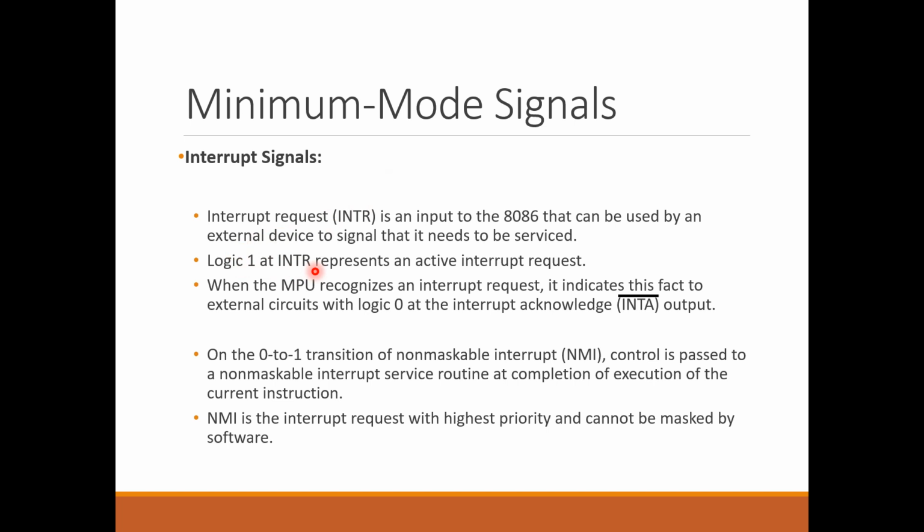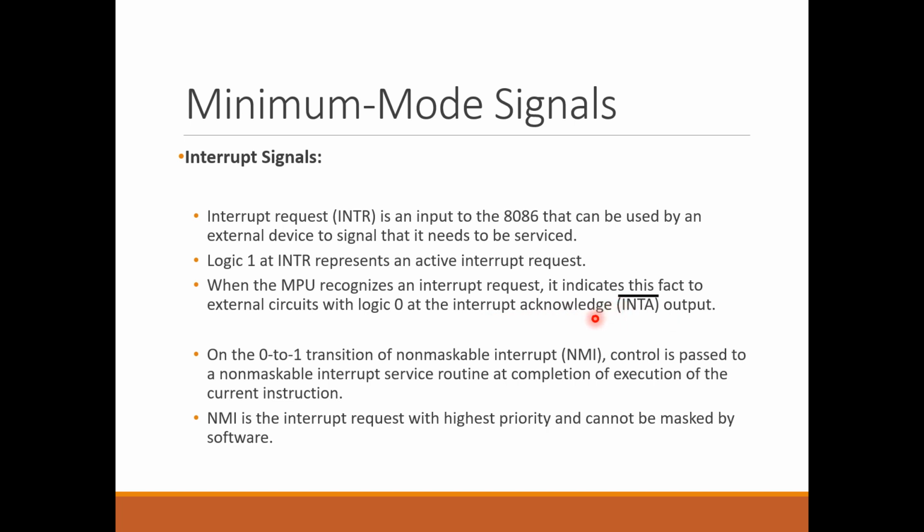So this pin is going to be active whenever it is logic 1. But when the microprocessor recognizes this interrupt, or detects that there is an interrupt over this pin, it's going to respond to this peripheral device through the interrupt acknowledgement pin, which is an output active low signal. Then when this happens, that means the microprocessor is going to serve that external device which has already sent the request to the microprocessor.